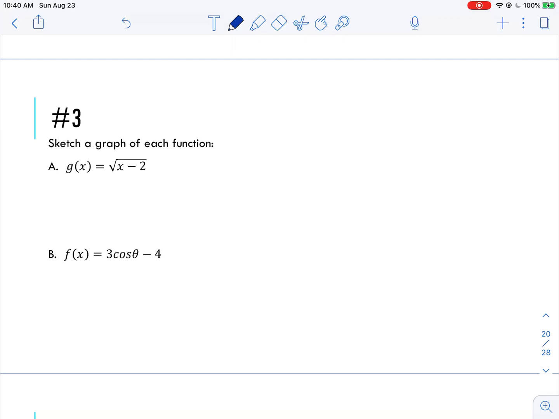So let's go ahead and look at some of these. If we wanted to sketch a graph of these, we have a square root function and it's minus 2 on the inside. So you just take your parent function, which you should remember from our parent function worksheet, and it's just going to move it 2 to the right. So that's what g of x equals the square root of x minus 2 does. It's just going to take the square root function and move it to the right. This one is going to take the cosine function and move it down 4.